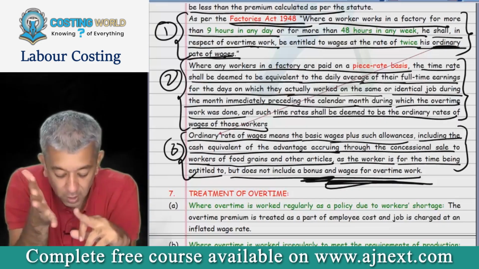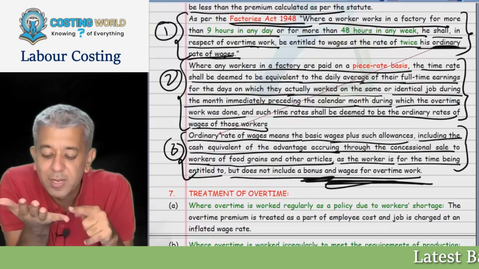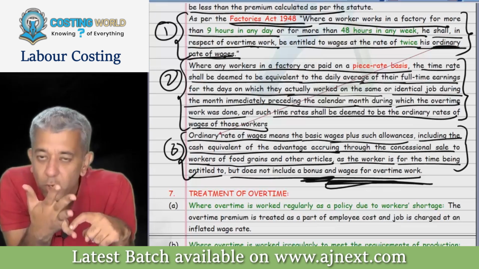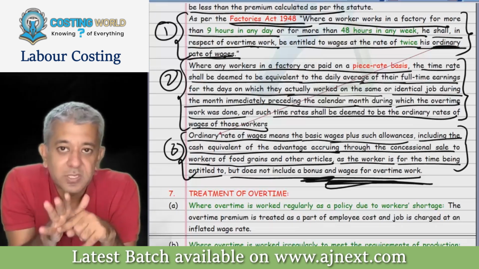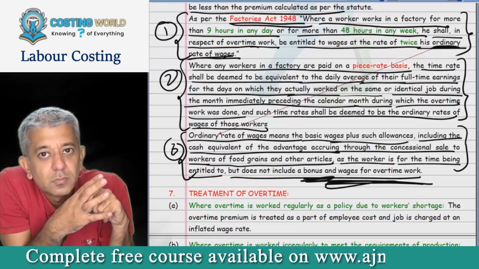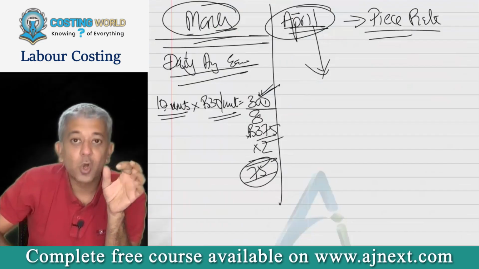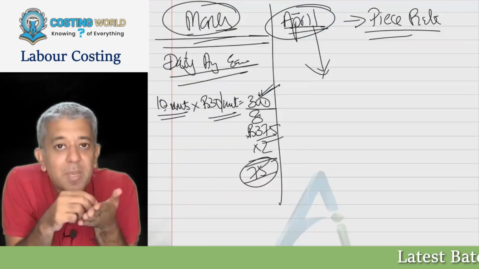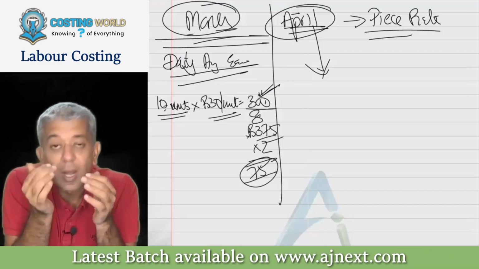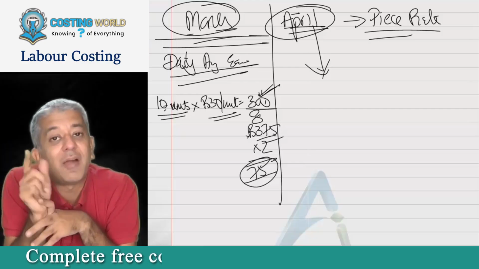Okay, forget it. You tell me, ordinary rate of wages will include what? It will include your basic wages, your DA, all allowances, but it should not include what? Bonus. For example, can we say your overtime means I am paying you something extra, so I'm going to be paying you double of the normal rate? So that normal rate I will have to compute, no?